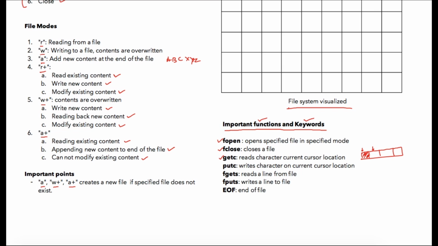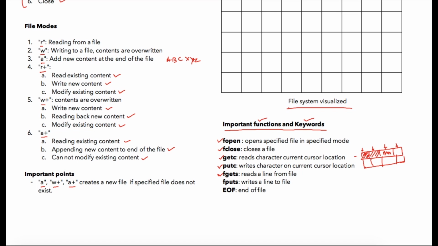Similarly, when you again use getc, then this data will be given to you and the cursor will move on to the next location. Then we have putc as a function. It will write data to the current cursor position. Once the data is written, the cursor will move on to the next location. fgets reads a line from the file. So your file usually has multiple lines in it.